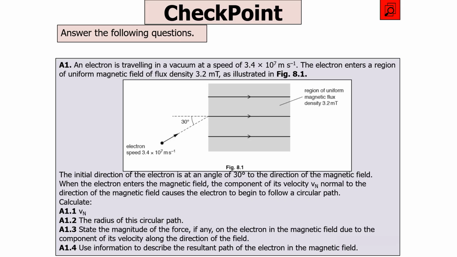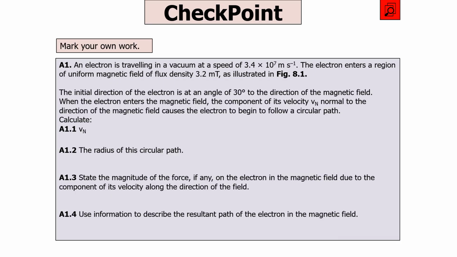So pause the video now, then unpause the video when you want to go through your answer. Right, in this first one, it's the component of the velocity. So it's 3.4 times 10 to the 7 times sine 30 because of the angle 30. So it's 1.7 times 10 to the 7 meters per second.